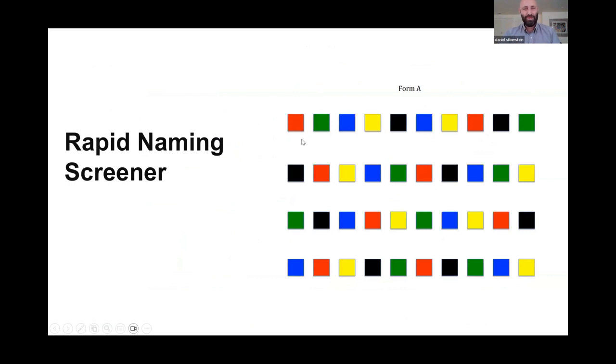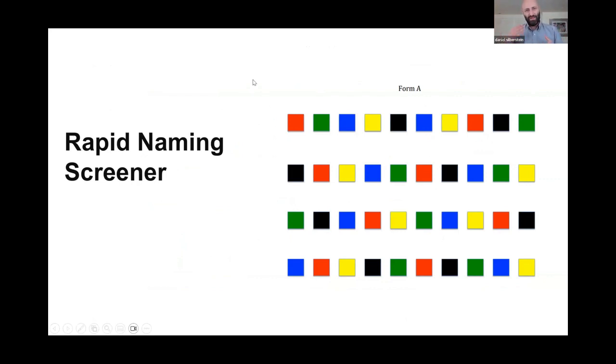And then rapid naming screener, here's like a color rapid naming screener. So all you do on a rapid naming screening is have the students say the colors, the digits as quickly as they can. Red, green, blue, yellow, black, blue, yellow, red, black, green. And you time them. And again, you are going to compare them to their peers. There's not a standard score. There's not a percentile rank. All you're doing is comparing those to their students in their class.